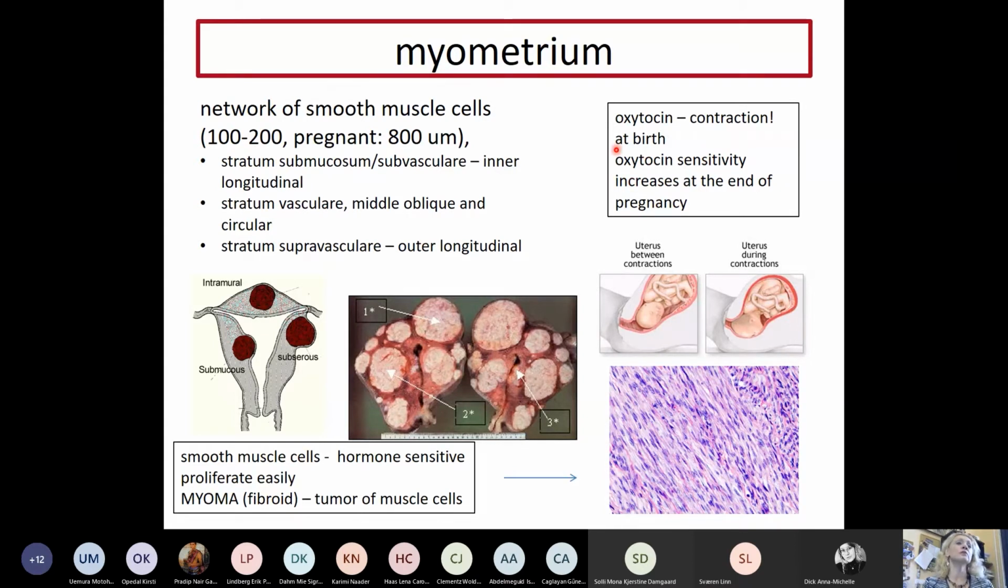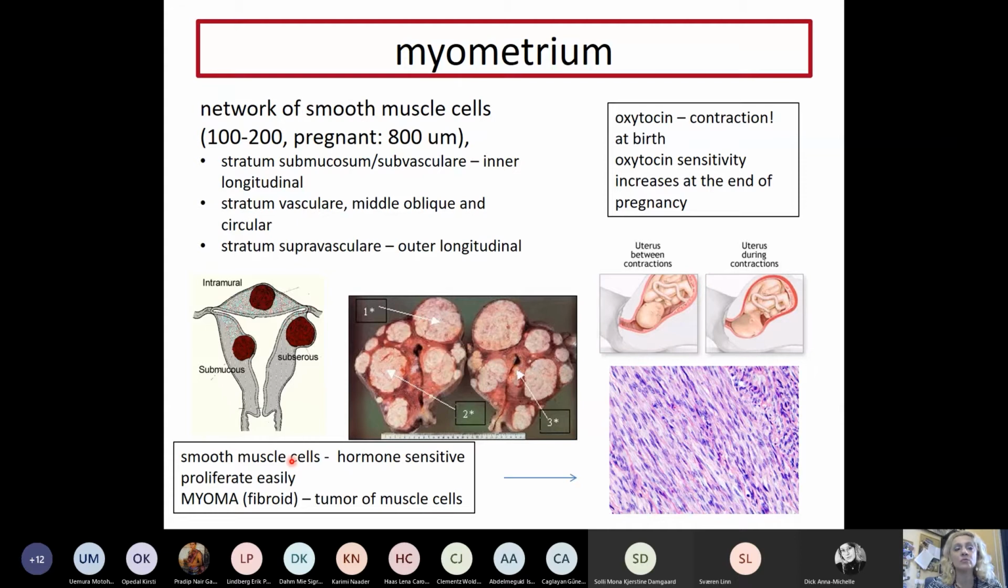I'm sure you all heard about oxytocin, which induces contractions during childbirth and during orgasm. So oxytocin, and the oxytocin sensitivity increases at the end of pregnancy. So that's why this is responsible for the uterus contractions, the strong contractions during childbirth.